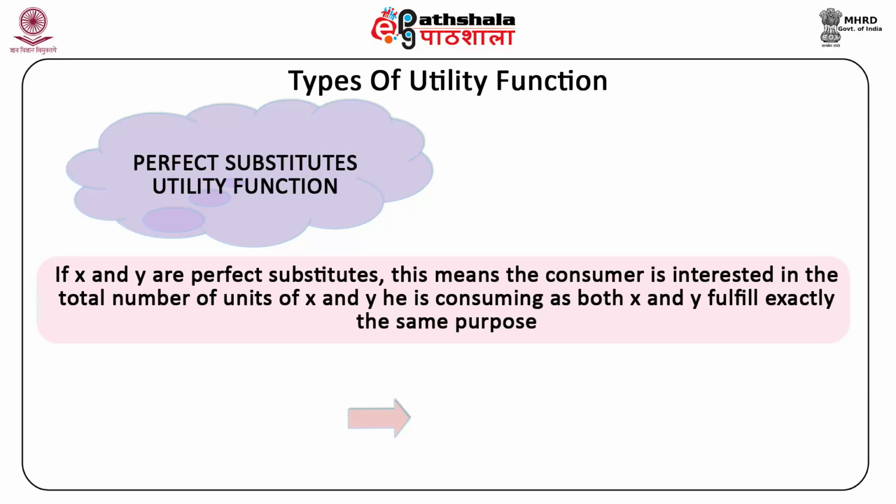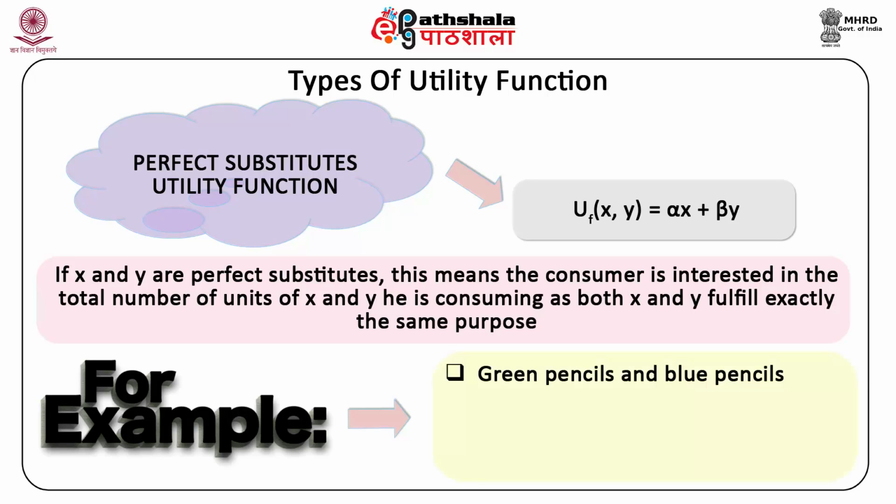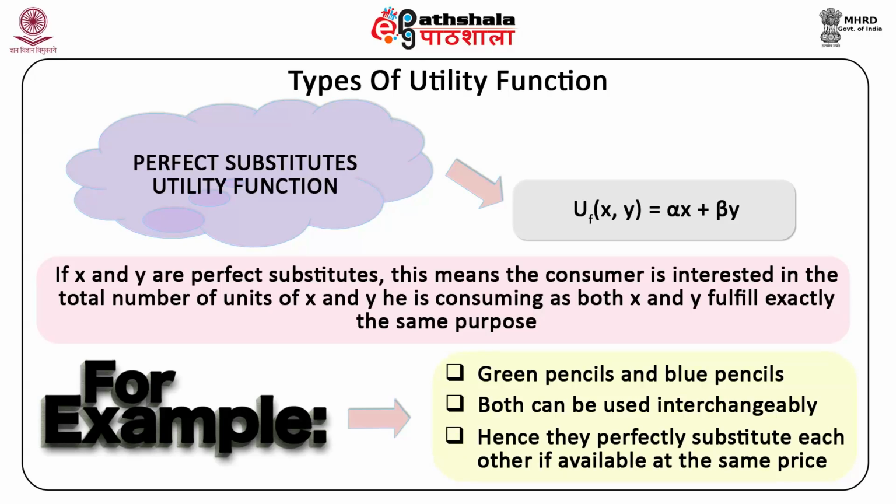A perfect substitute has the following functional form, that is UF of x, y is equal to alpha x plus beta y. It is an additive utility function. For example, green pencils and blue pencils. Both can be used interchangeably. Hence, they perfectly substitute each other if available at the same price.